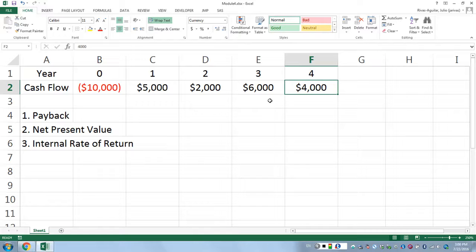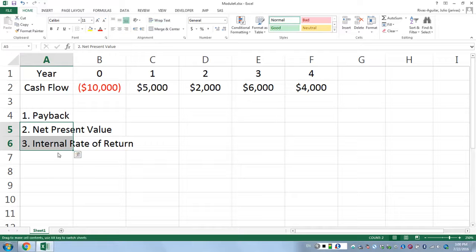Would you put your money in this project? Well, it could be a very profitable project. It could be a very good project. But as of right now, we don't know. We need to have some objective calculations in order to come up with a good estimation on profitability. So we're going to be using these three methods: payback, net present value, and internal rate of return, in order for us to know whether we should invest in this project.